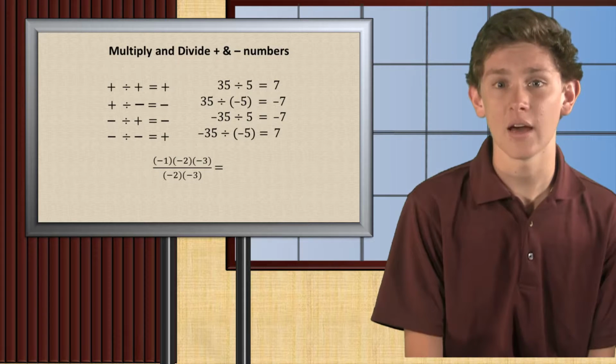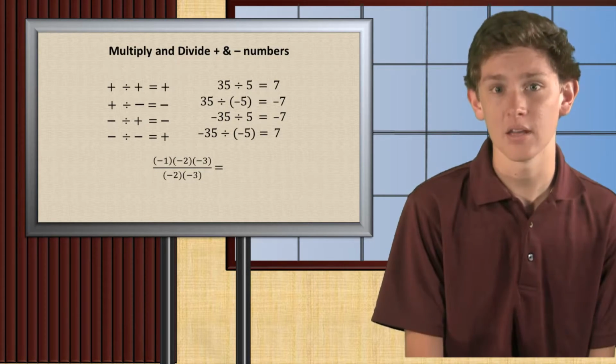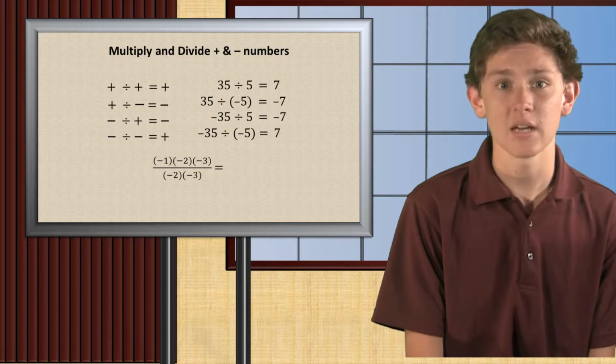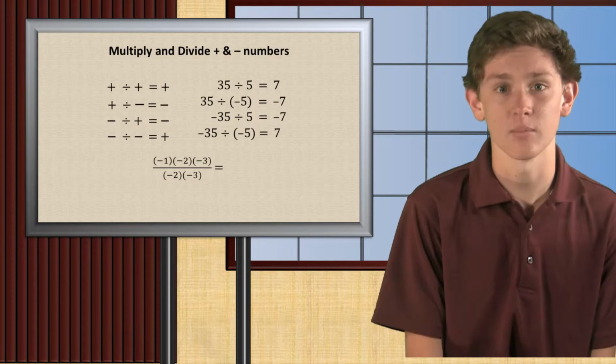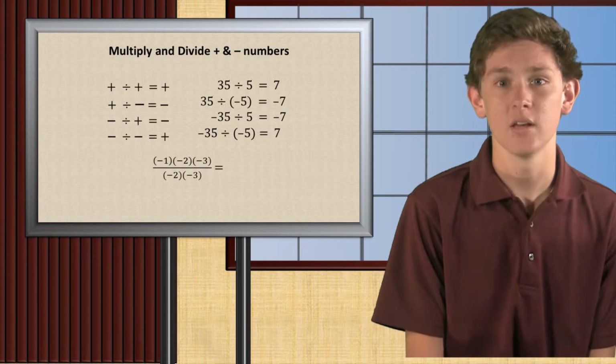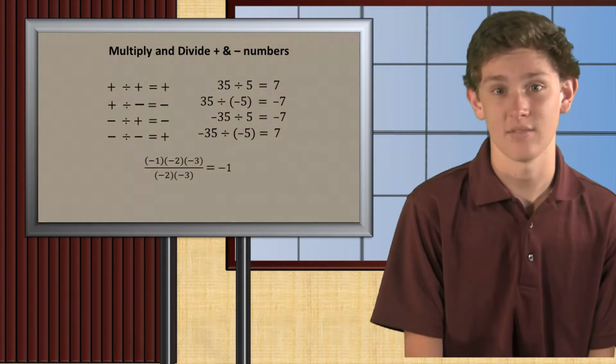So, if we have negative 1 times negative 2 times negative 3 divided by negative 2 times negative 3, the size of the answer is going to be 1. But what will the sign be? There are 5 negative numbers, all multiplied or divided. So since 5 is an odd number, the sign of the answer is negative.